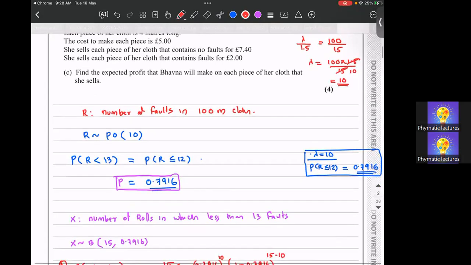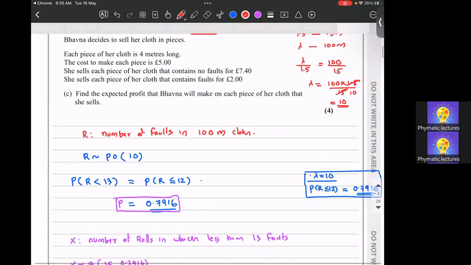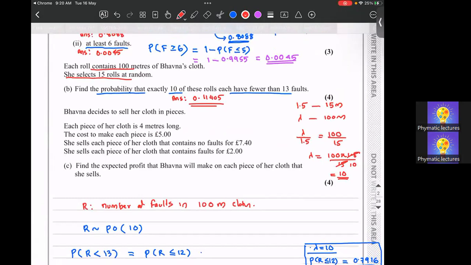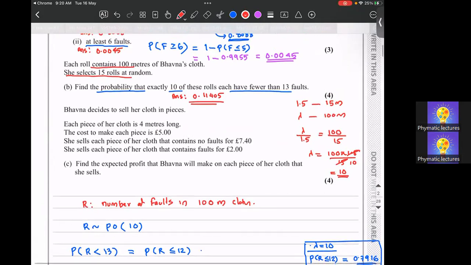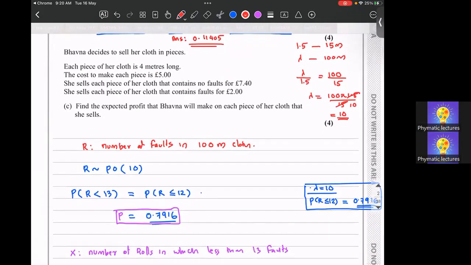Okay. Now, Bhavana decides to sell her cloth in pieces. Each piece of her cloth is 4 meters long. The cost to make each piece is 5 pounds. She sells each piece of her cloth that contains no folds for 7.4 pounds, and she sells each piece of her cloth that contains folds for 2 pounds. Find the expected profit that Bhavana will make on each piece of her cloth that she sells.